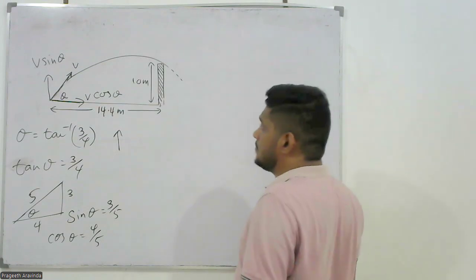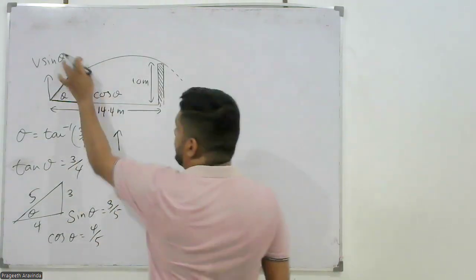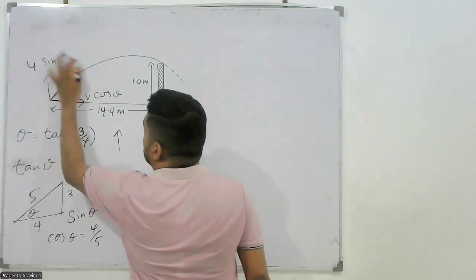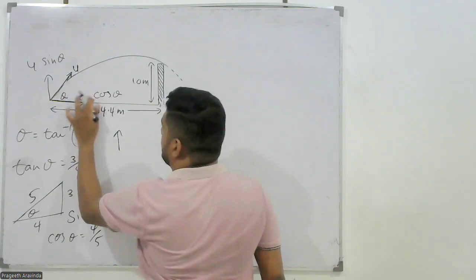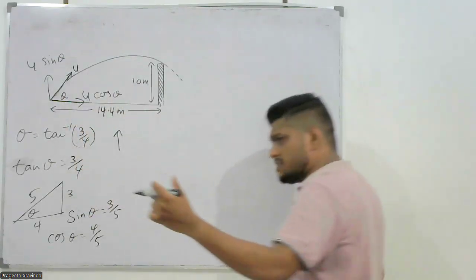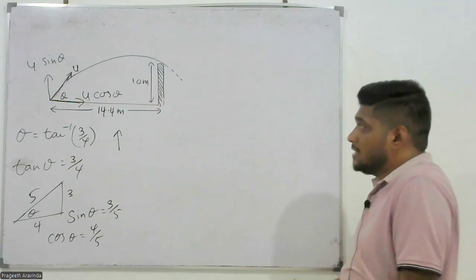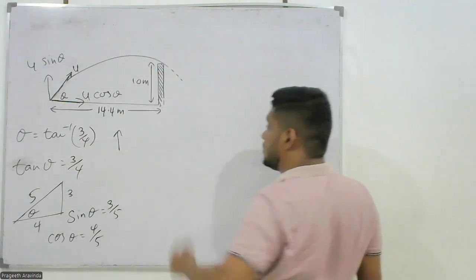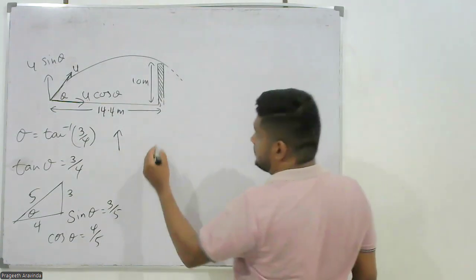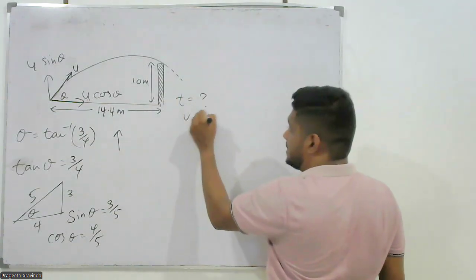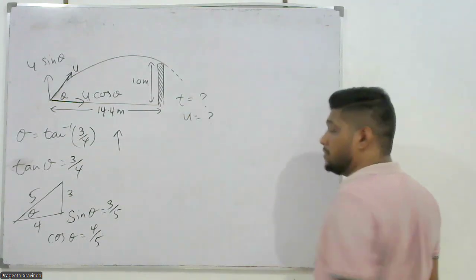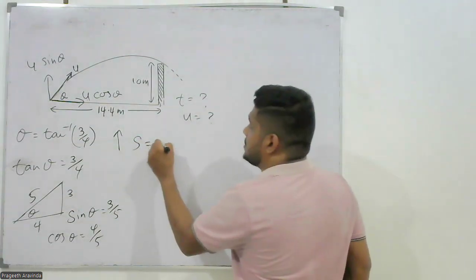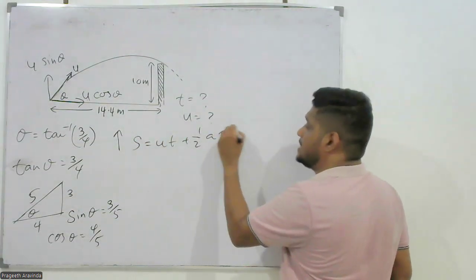Okay. Let's use the usual u for the initial velocity. u is a variable and t is a variable as well, the time taken for this object to move to this wall. t is not known, u is not known. But you can put an equation upward. What is the equation? S equals ut plus half a t squared.